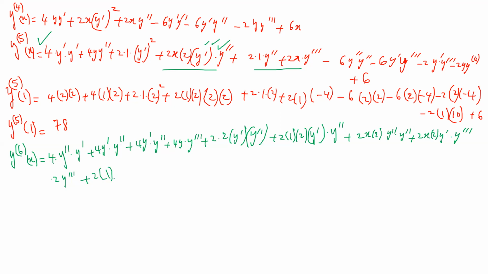The derivative of x is 1. You keep the triple prime constant, and then you have 2x. The derivative of the triple prime becomes the fourth prime.